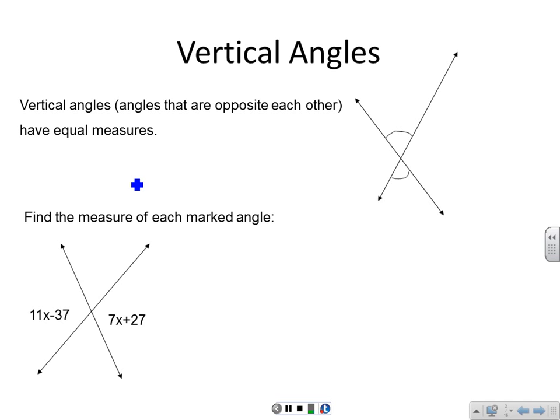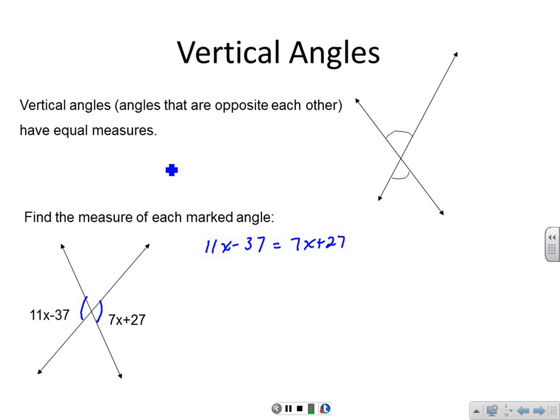But in this problem, it says find the measure of each marked angle. So we know that these two angles are vertical angles, and therefore they are equal to each other. And that's what we're going to do. We're going to set them equal to each other. So you have 11x minus 37 is equal to 7x plus 27.